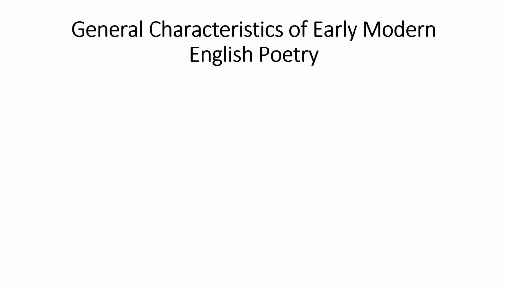These are general characteristics of early modern English poetry. We'll be looking at examples from Sir Thomas Wyatt the Elder and Henry Howard, Earl of Surrey.